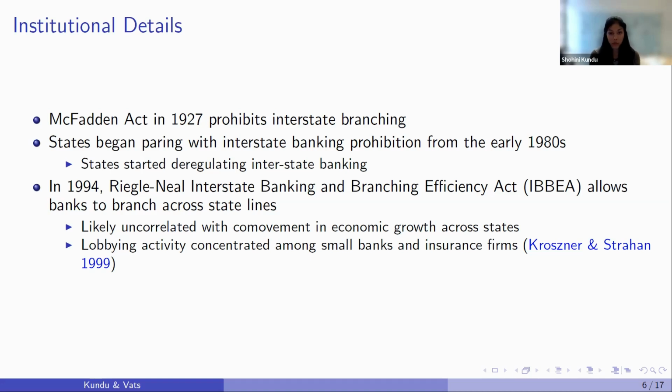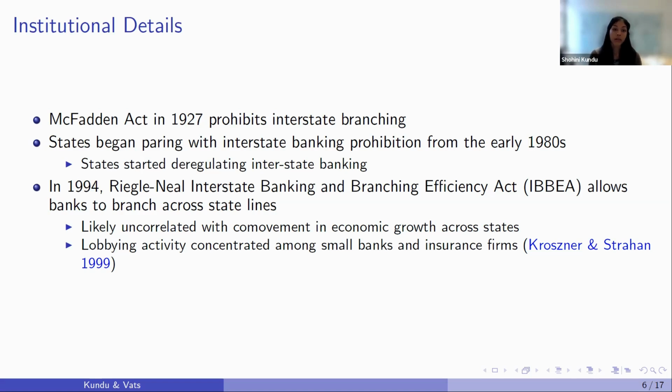So a state like Massachusetts and a state like Maine could have entered an agreement allowing Massachusetts banks to operate in Maine and Maine banks to operate in Massachusetts. So this agreement occurred bilaterally. This started in the 1980s and then lasted until 1994, when the Riegle-Neal Interstate Banking and Branching Efficiency Act passed, which allowed banks to branch across state lines.